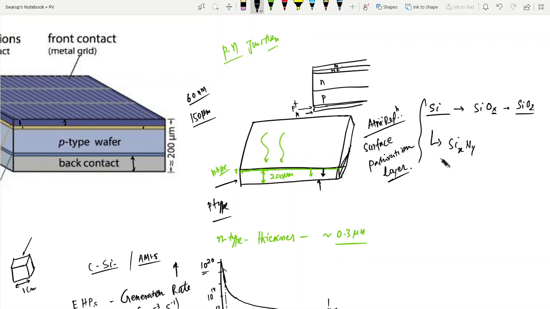For silicon solar cells, we generally prefer silicon nitride because it has a refractive index of 2.1, which is good for an anti-reflection coating. If you calculate, the refractive index comes around 2.1, and this also acts as a surface passivation layer because we need to minimize the recombinations, right? So if you consider a crystalline silicon solar cell, what are the different recombinations we have?